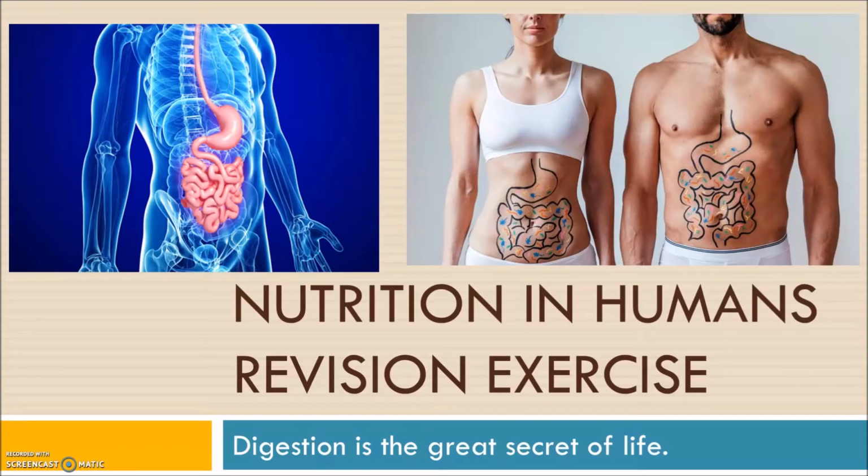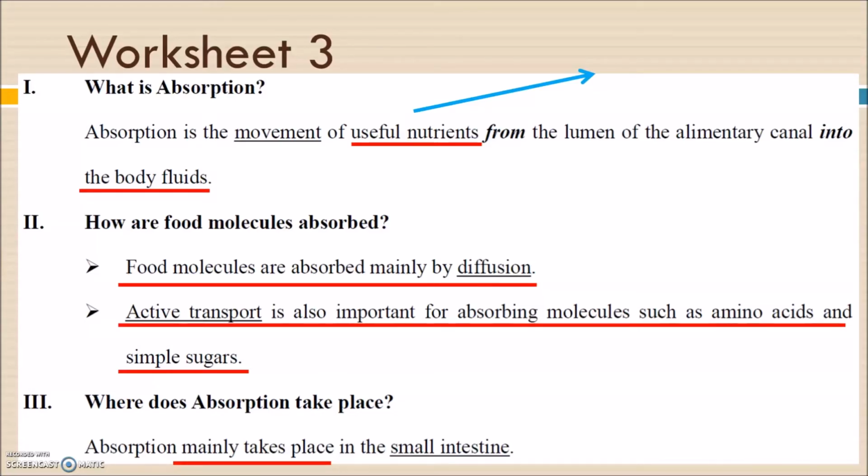It's about absorption. For the absorption part, remember that absorption is a movement. That's why we need to talk about from where to where. Absorption is the movement of the useful nutrients from the lumen of the alimentary canal into the body fluid. But what are the body fluids? According to the textbook, we mentioned it before, it is blood and lymph.